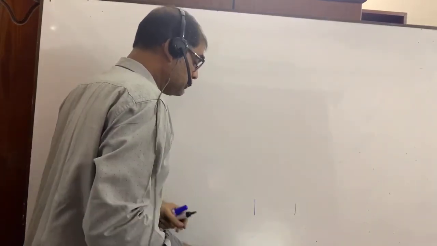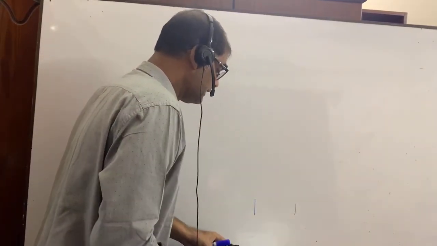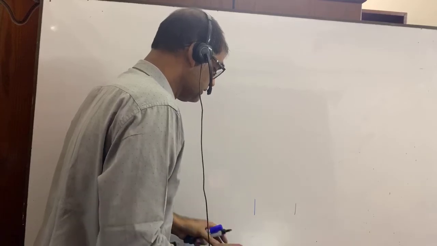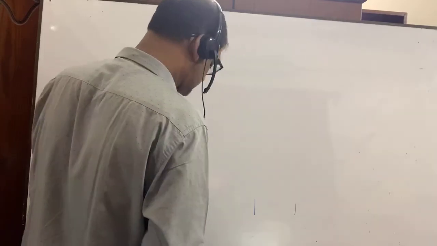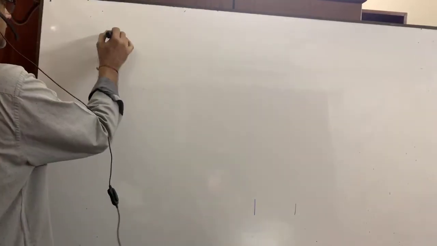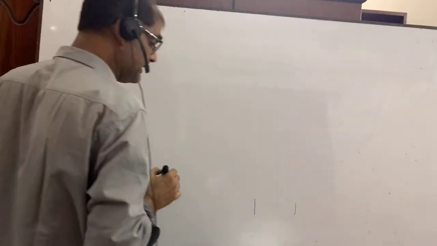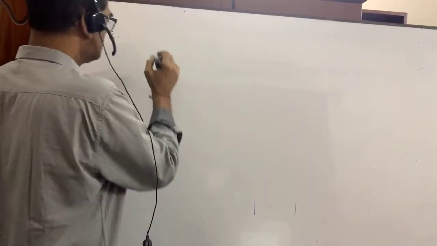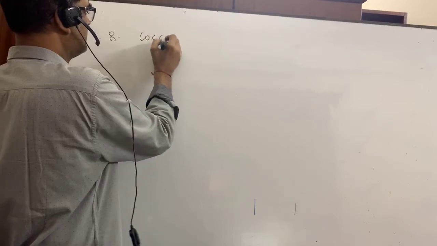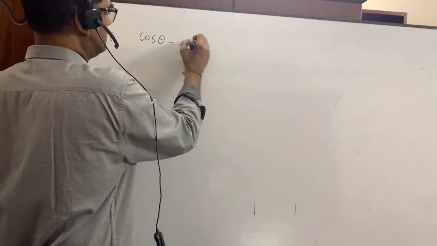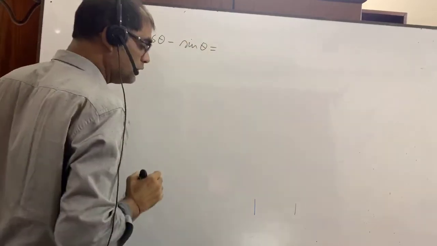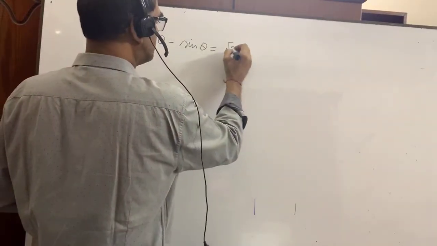Now I am going to question number 8. Write down: cos theta minus sin theta is equal to root over 2 sin theta. This math was given in your general mathematics.